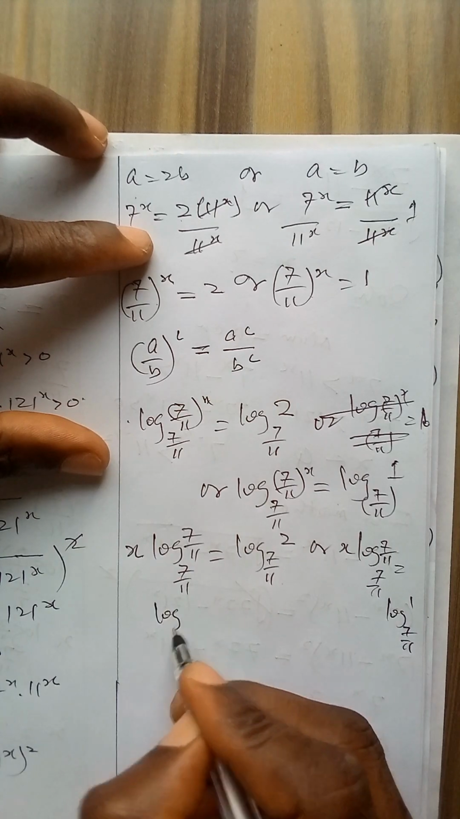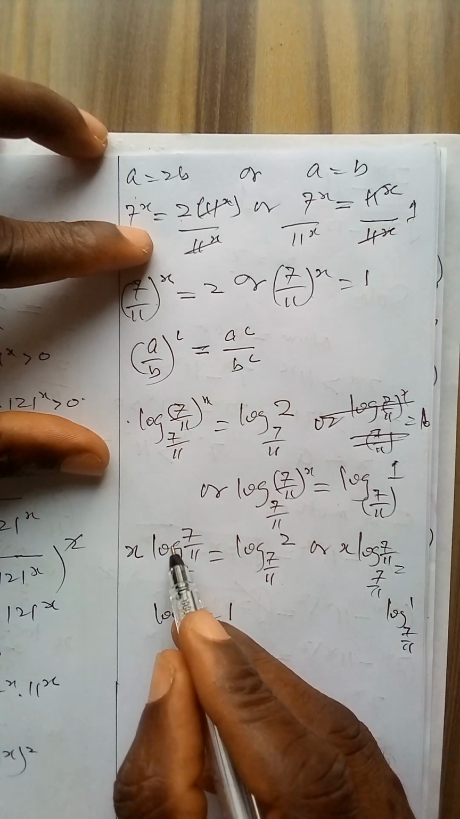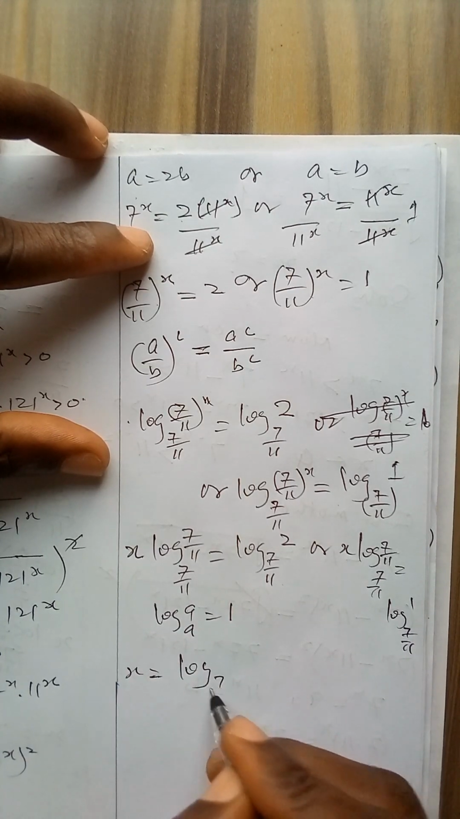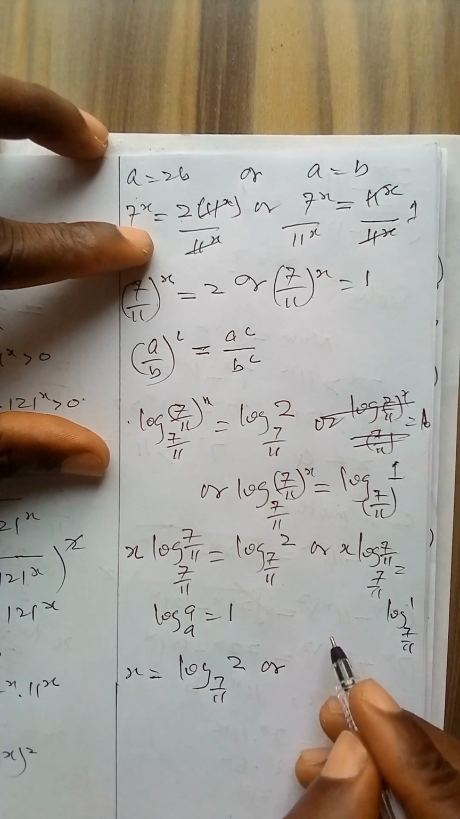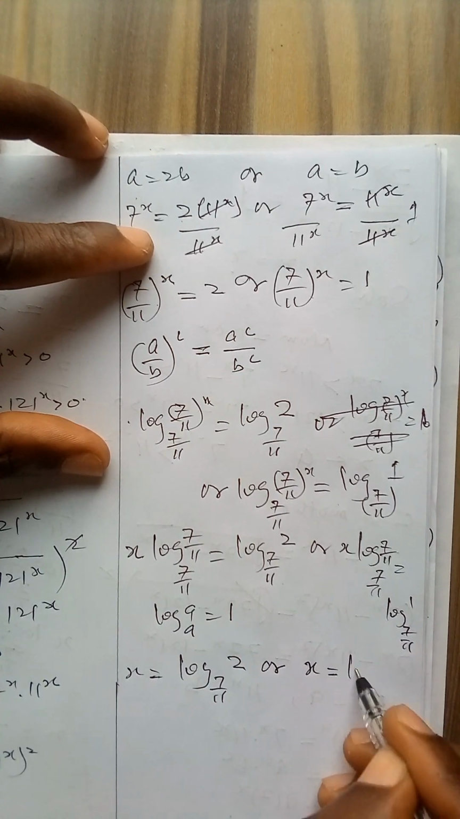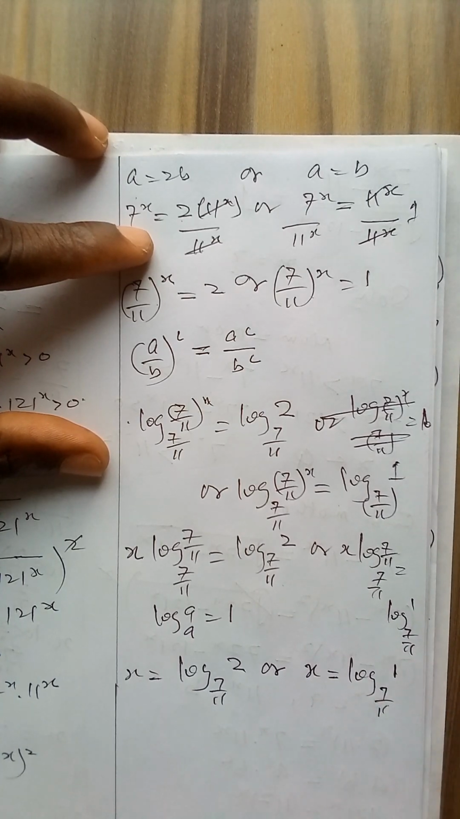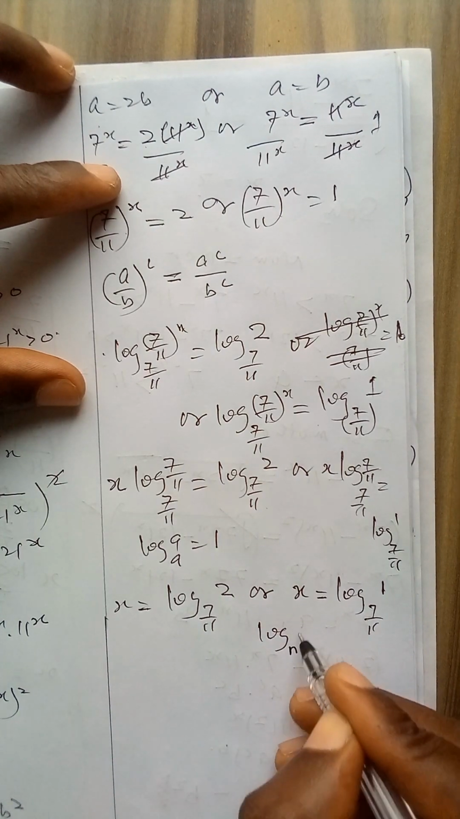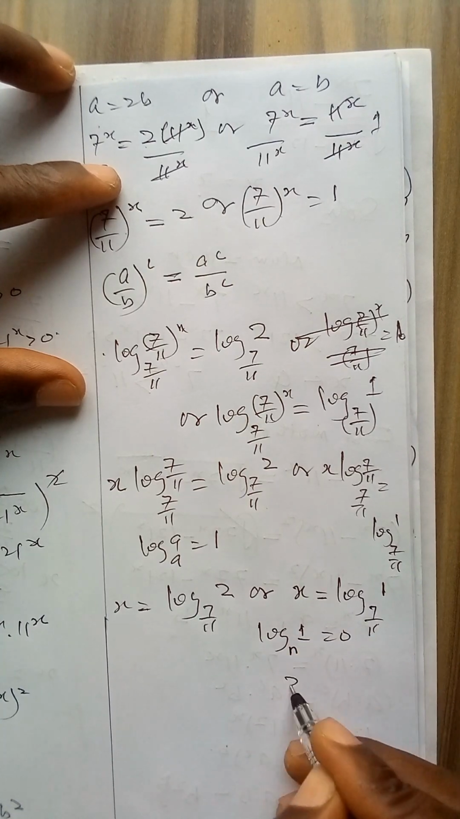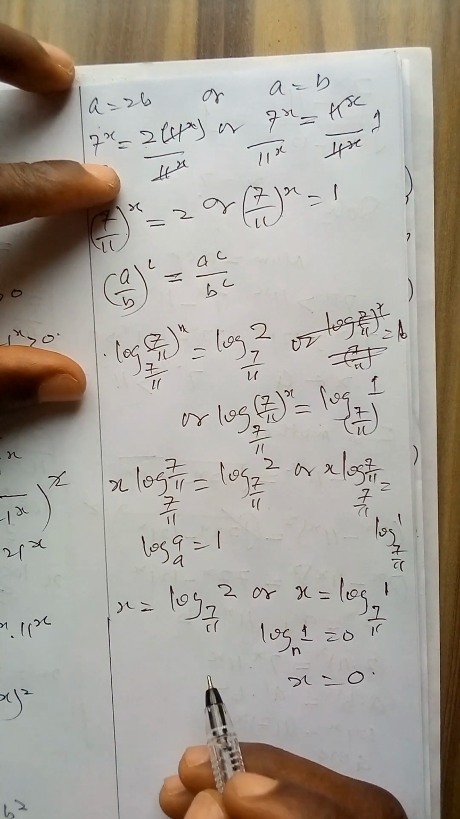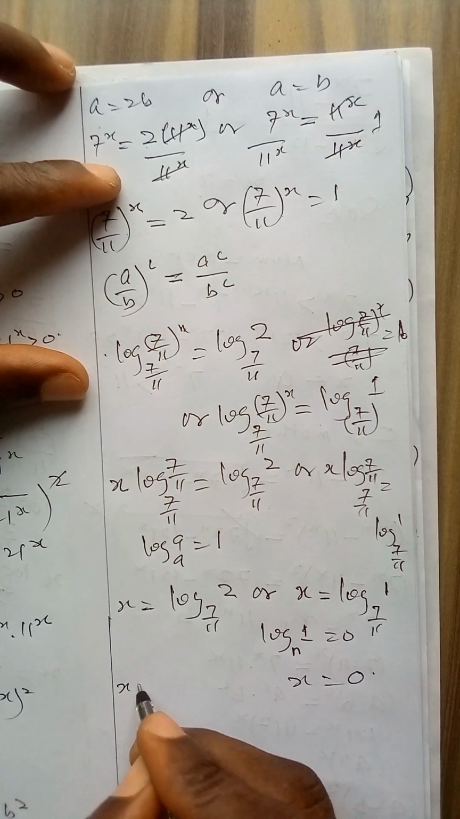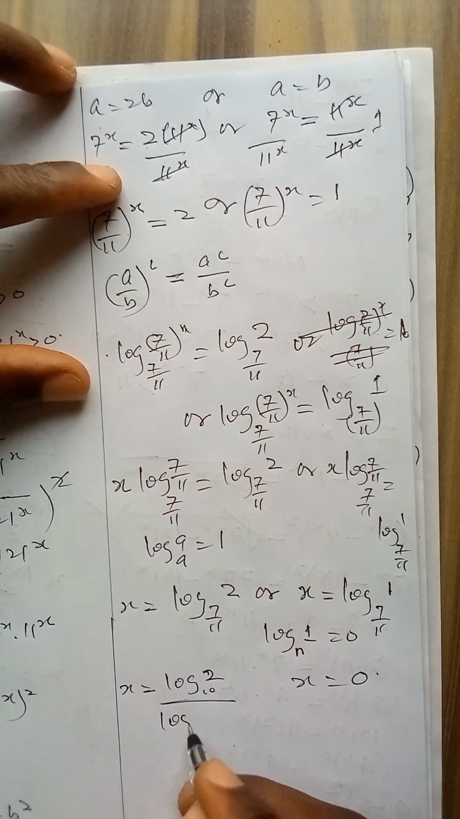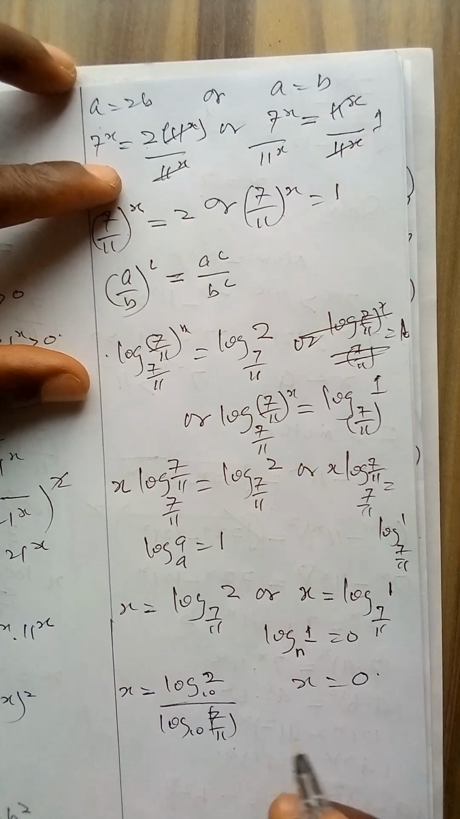Now, log to base a of a is equal to 1. So I will apply this here. x is equal to log to base 7 over 11 of 2, or x is equal to log to base 7 over 11 of 1. Now, log to base any number of 1 is equal to 0. So in this first case, x is 0. In the second case, we are going to rewrite it as x is equal to log to base 10 of 2 over log to base 10 of 7 over 11.